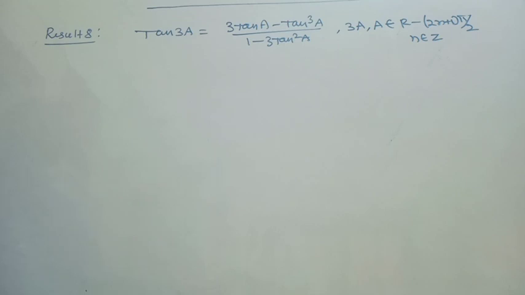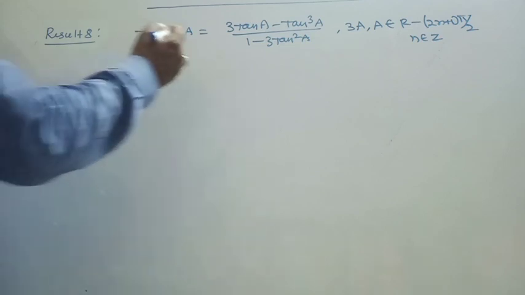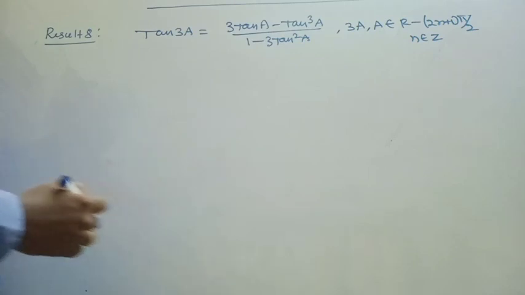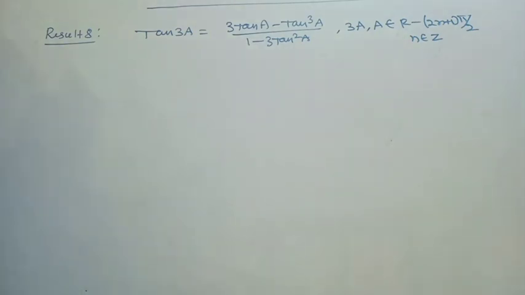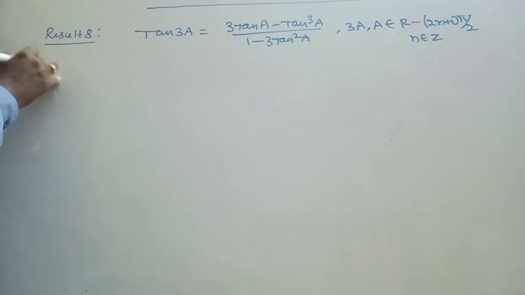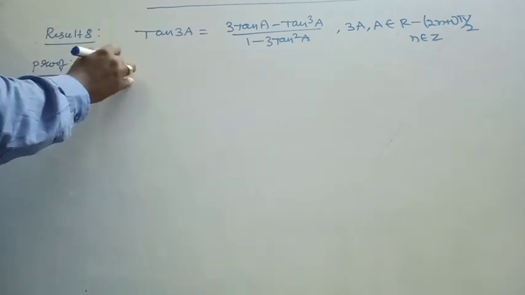Now tan 3a is equal to 3 tan a minus tan cube a by 1 minus 3 tan square a. Here 3a and a belong to the domain R minus (2n+1) pi by 2. That means odd multiples of 90 degrees are taken out from the real numbers, because at those values these become undefined. That's why. Proof: my dear students, this proof also we will be doing.